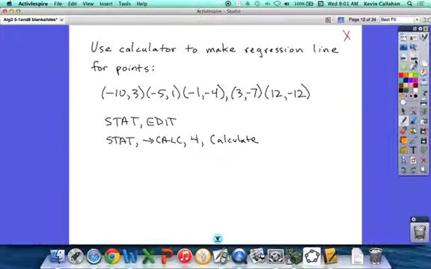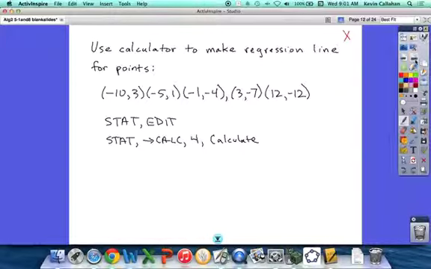Is it working now? I wonder what's going on with this calculator.